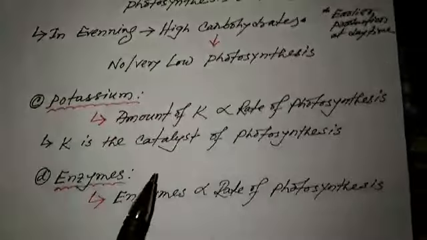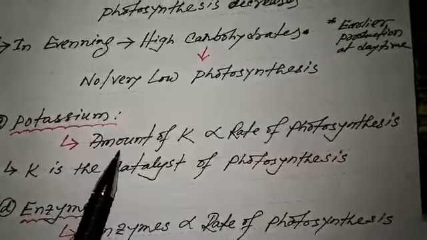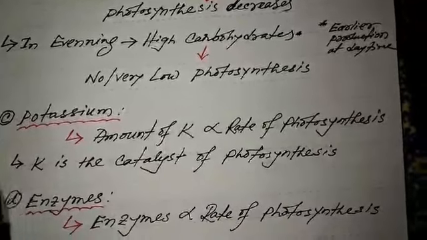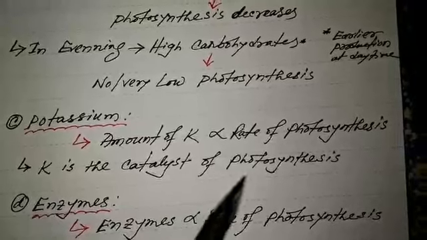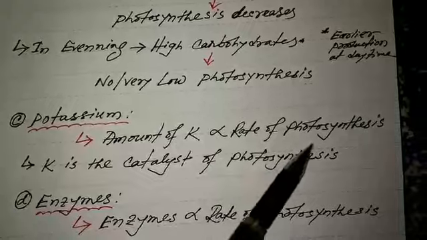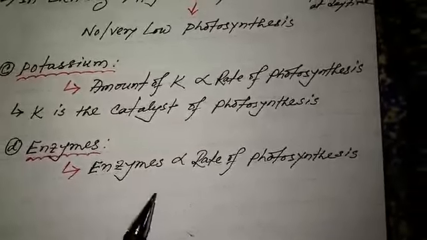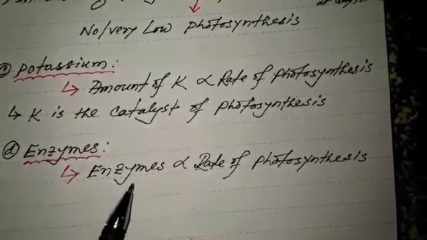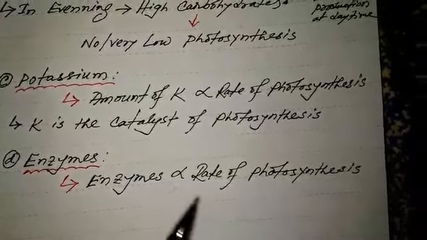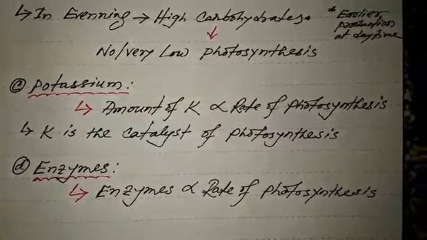Okay, and there is another factor, and that is potassium. The amount of potassium is directly proportional to the rate of photosynthesis, because potassium acts as a catalyst of photosynthesis. So if potassium increases, then photosynthesis will increase. Another factor is the enzymes. There are lots of enzymes required for photosynthesis. So we can say enzymes are directly proportional to the rate of photosynthesis, because if enzymes increase, then the rate of photosynthesis will also increase.